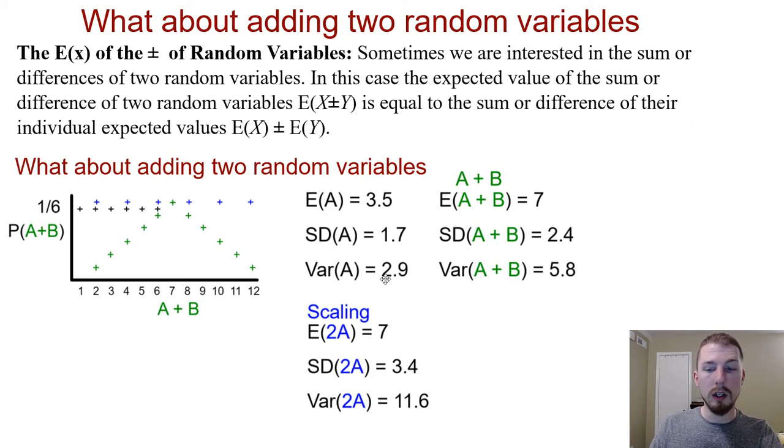Now the variation, if you notice, is actually going to be added together. So 2.9 plus 2.9 will give us 5.8. So we take the variation from one dice plus the variation of our second independent event, which is the second dice, and we would add them together.